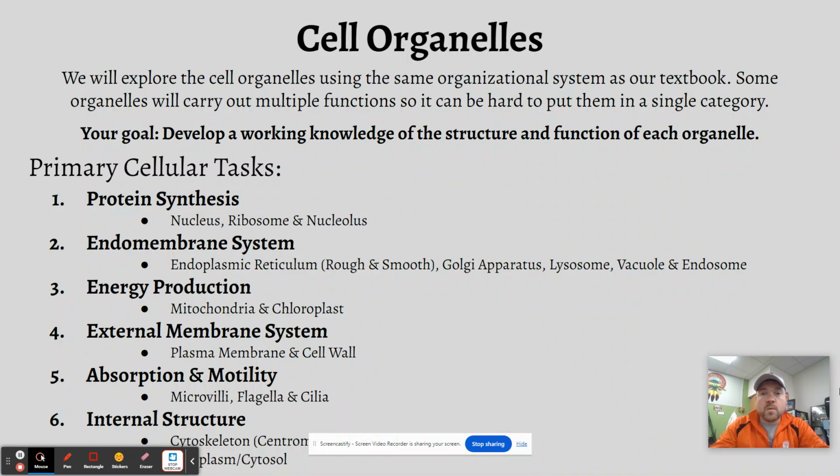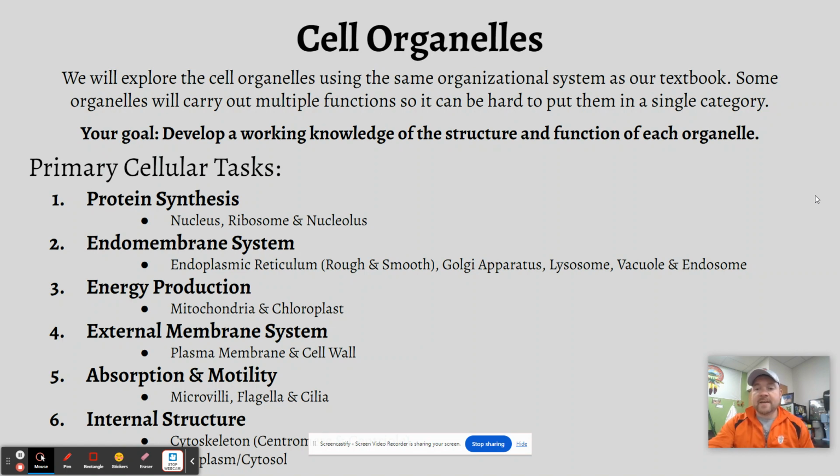The way that I have broken this down is very similar to our textbook. If you're following along with our textbook, I thought it might be easier if they're in a somewhat similar order. But at the same time, I know what we do and don't need to know for the AP exam, so I've shortened what you would do if you were reading the book alone. Your goal is to develop a working knowledge of the structure and function of each organelle. So these notes will help.